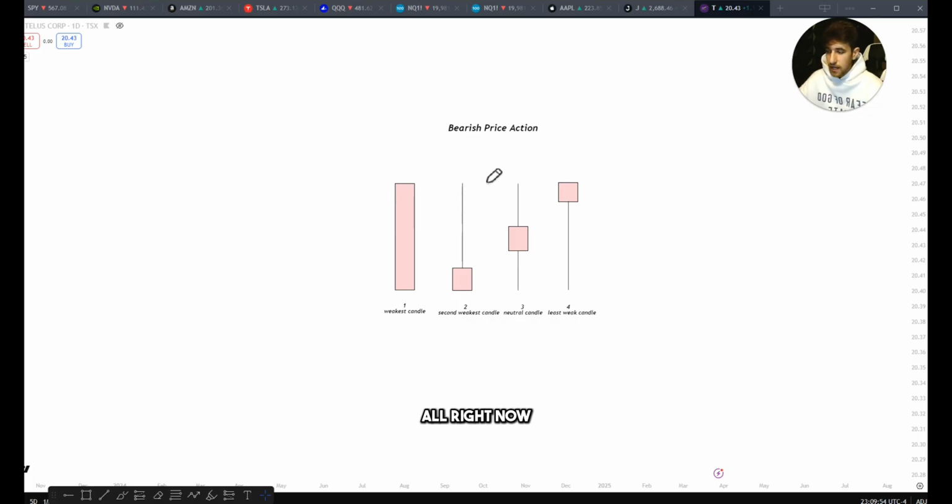Now, for number 3, again, it's a neutral candle because you have wicks that are equal in size and the candle body is red. So this means absolutely nothing. This doesn't mean that the price is strong. It also doesn't mean that it's weak. So we can't do anything here.